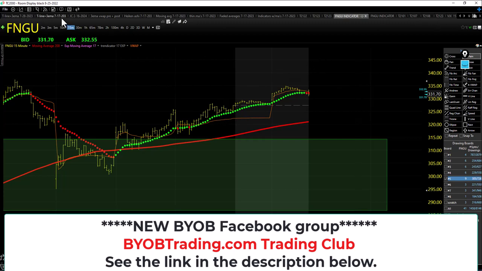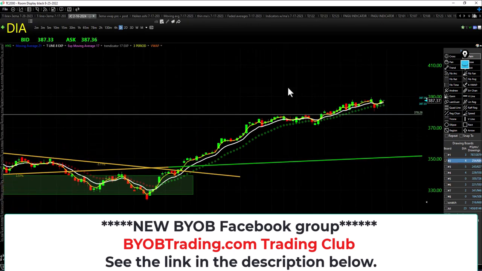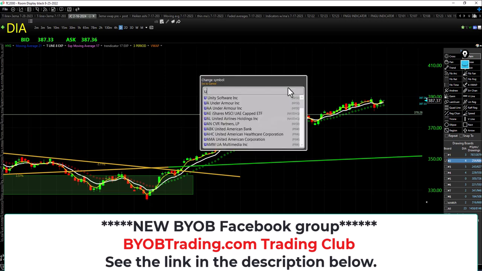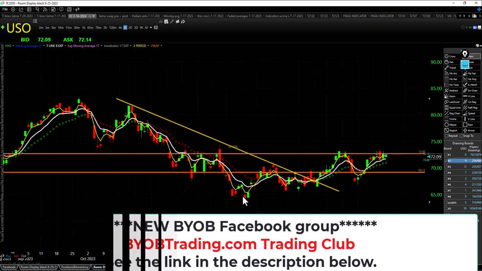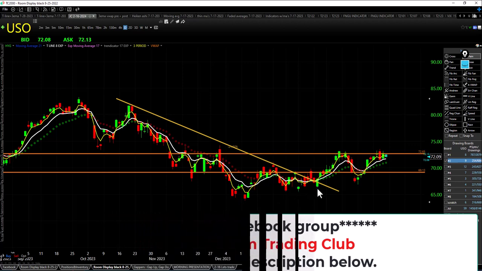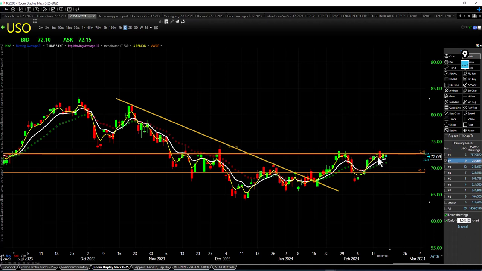All right, let's take a look at our energies. Let's look first at crude oil, USO. Still in an uptrend, double bottom low, triple bottom higher low, single bottom, another higher low. We're trying to make that higher high. We got up close there yesterday, or actually the day before. You can see we challenged that.